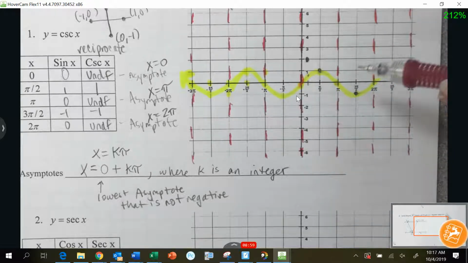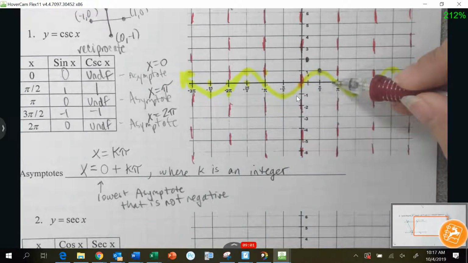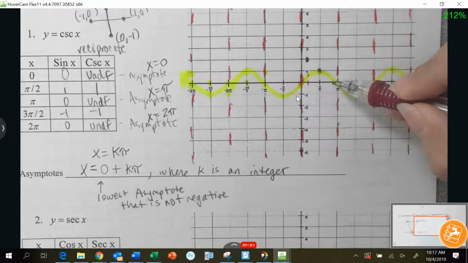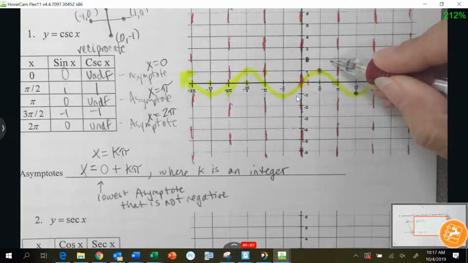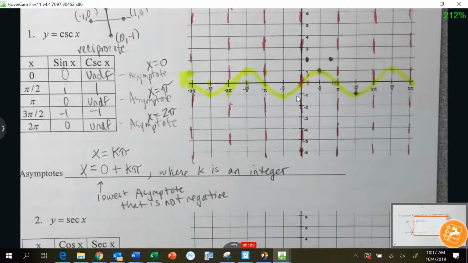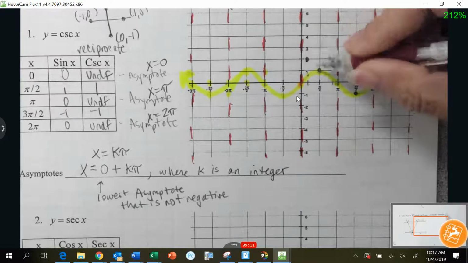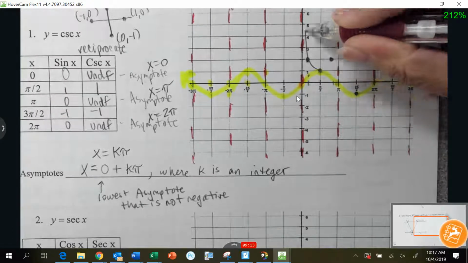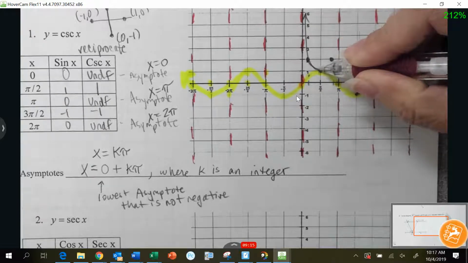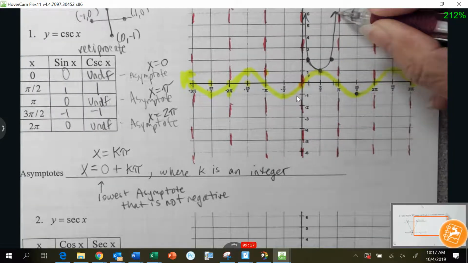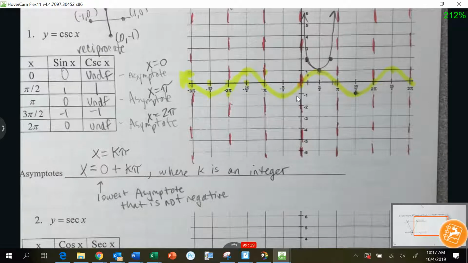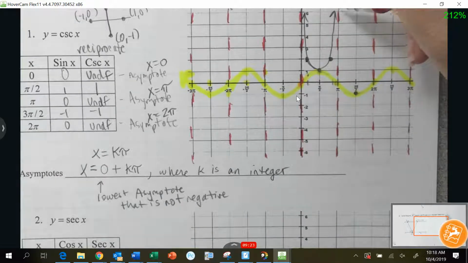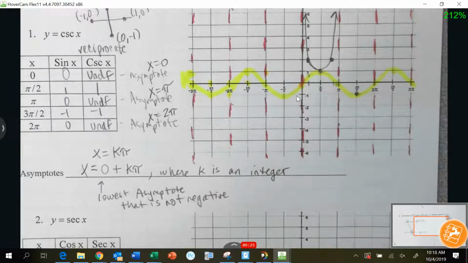All right. At 5 pi over 6, the sine is also a half. And if I reciprocate 1/2, I get 2, so it goes all the way up there. This little section in between the asymptotes is not a parabola, but you'll think it looks parabolic in shape somewhat, but it's not a parabola because it gets closer and closer and closer to an asymptote. It doesn't infinitely go out.